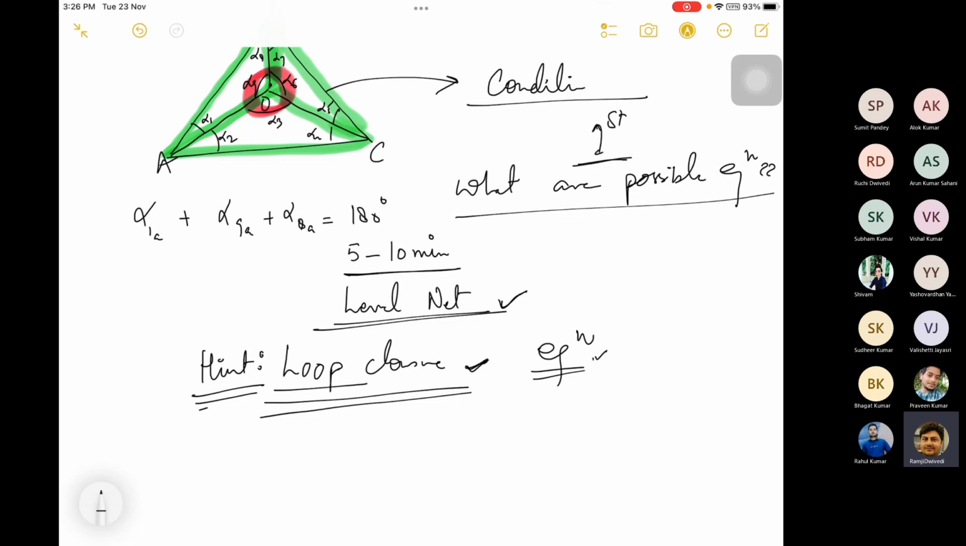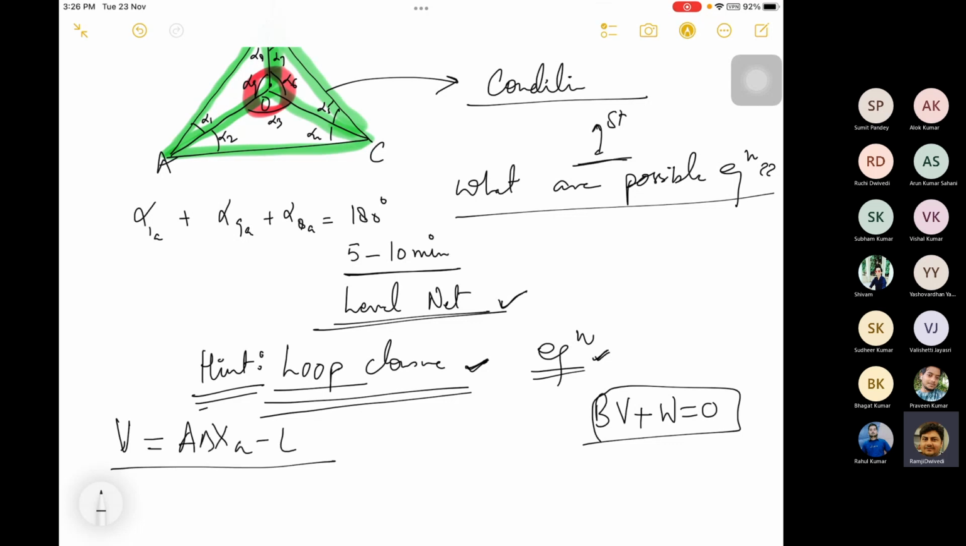When you write those equations, if they are non-linear, you have to linearize them, and if they are linear, you have to arrange them in the BV plus W form. Remember, in the previous case, we arranged this as V is equal to delta XA minus L. But now, using this loop closure concept, you have to write it in BV plus W form. So use the basic loop closure concept, write the equations, and present your level net problem, the figure of which I have already sent you.